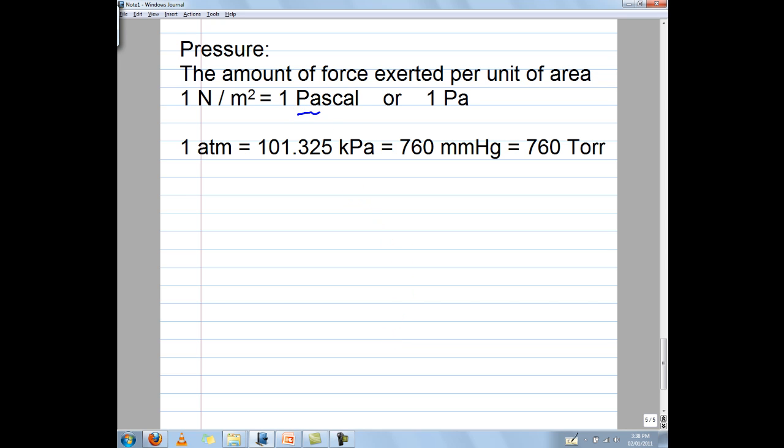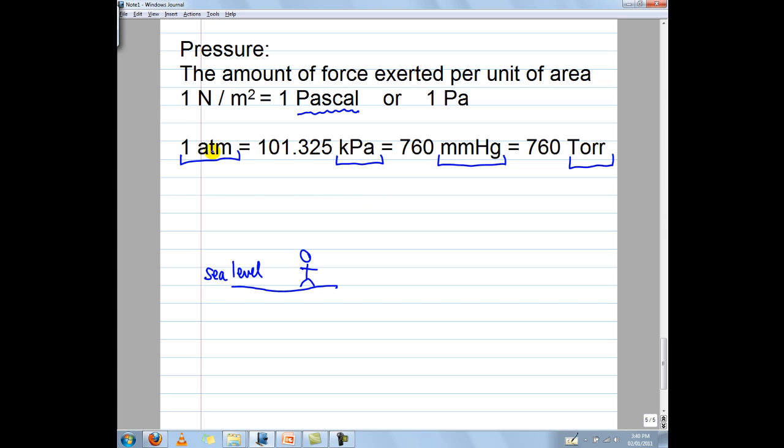Although we'll use the Pascal as our primary means of measuring pressure, there are other units to measure pressure as well. So for instance, you will encounter the atmosphere. You can also encounter the kilopascal. Primarily we'll be measuring kilopascals actually. So just like we can measure distance using meters, but we can also measure distance using kilometers, it's the same thing over here. 1 kilopascal is equal to 1,000 pascals. Finally, you'll also encounter the millimeters of mercury as well as the torricelli.